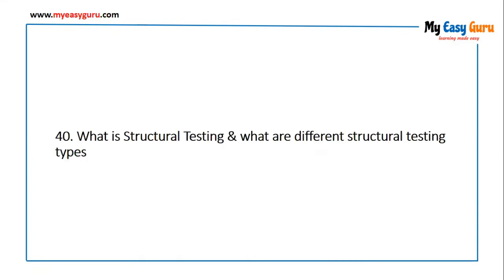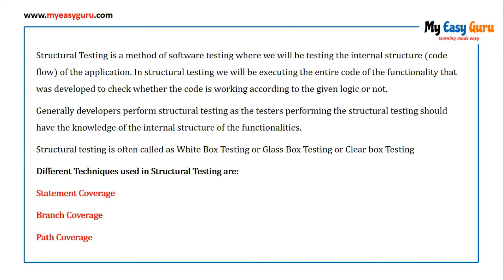The question which comes is, what is structural testing and what are different structural testing types? The expected answer is, structural testing is a method of software testing where we test the internal structure, that is the code flow of the application. In structural testing, we execute the entire code of the functionality that was developed to check whether the code is working according to the given logic or not.